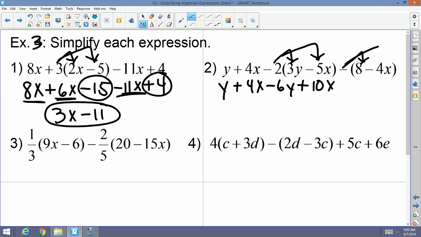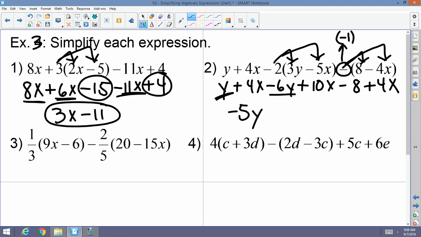What am I distributing? Please remember that's a -1 being multiplied to the sum or difference of 8 minus 4x. Don't forget that -1 being distributed. So -1 times 8 is -8. -1 times -4 is positive 4x. Let's add like terms. So I've got 1y minus 6y's, so it's -5y.